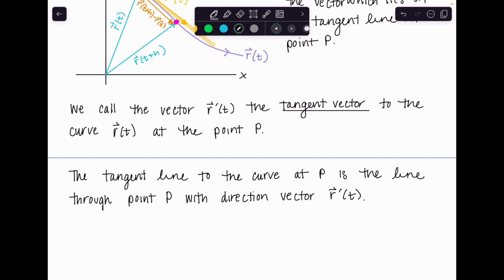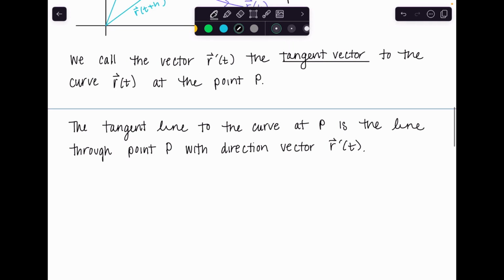So again, you already know how to do this. If you're looking for the tangent at a specific point, say when t equals zero, plug that into r of t. That gives you the point the tangent line passes through. Then you would plug t equals zero into the derivative vector, and that gives you the direction vector. So then you can create your equation of the line from that, right?